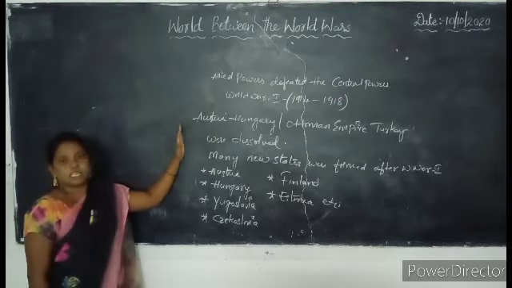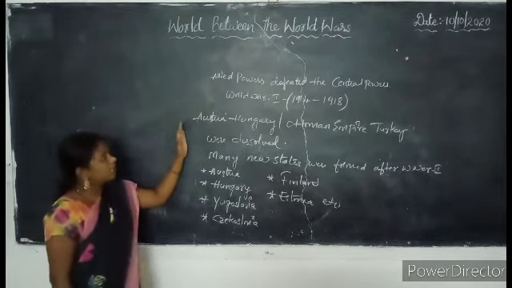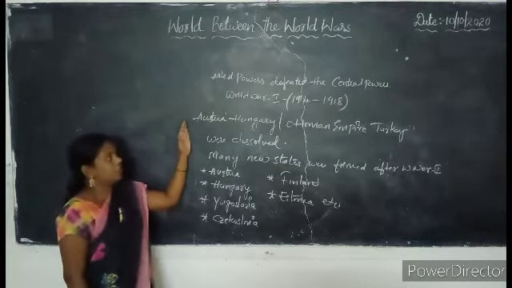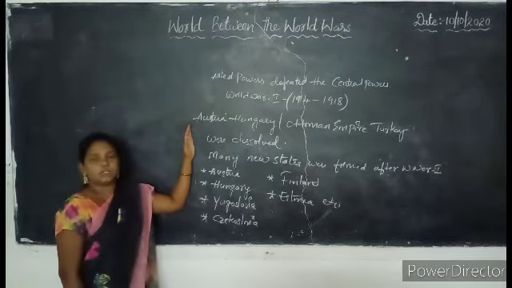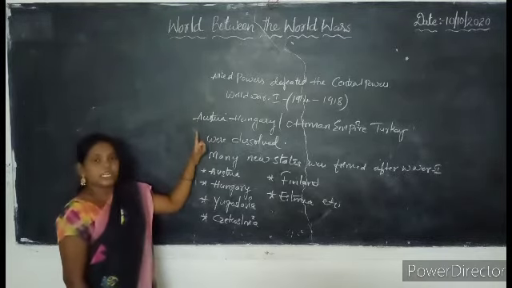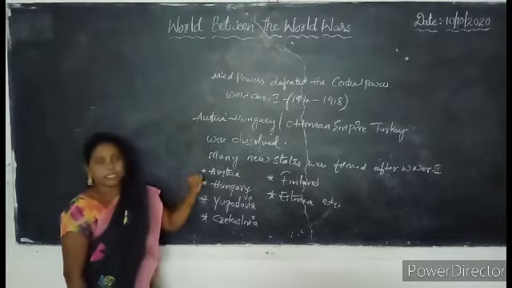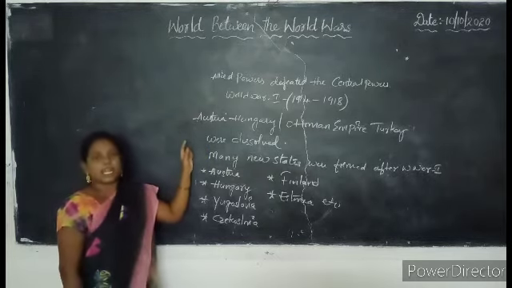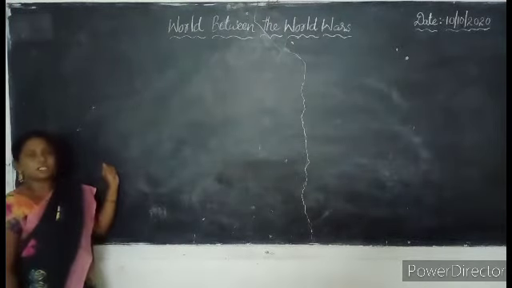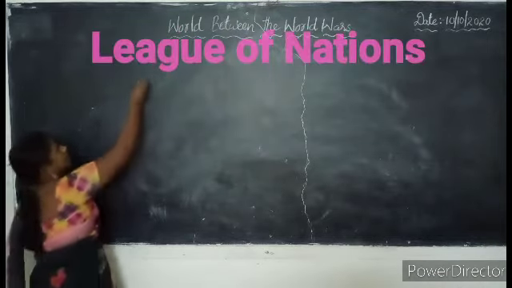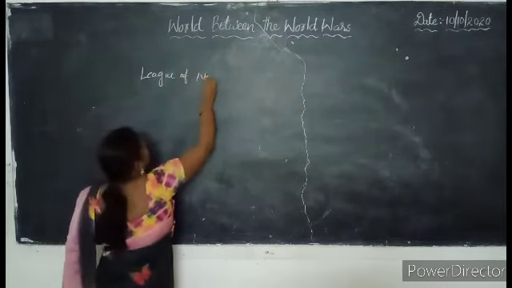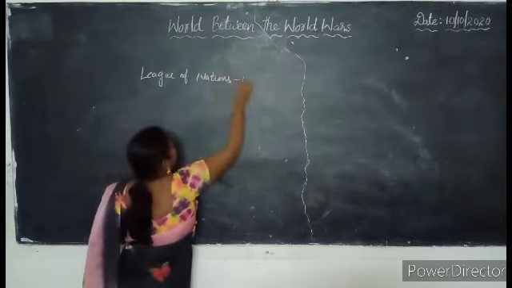In this Treaty of Versailles only, they have discussed about the international organization. We call it as what? League of Nations, which was formed in the year 1920. You have to remember, the Treaty of Versailles was formed in the year 1919. The League of Nations was started in the year 1920. In the Treaty of Versailles, they have discussed about the League of Nations. In which year? 1920.